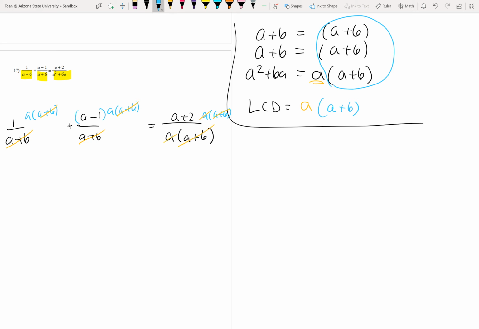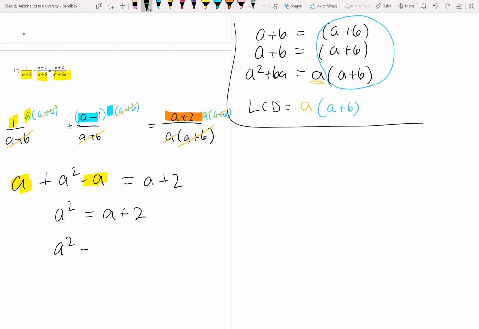So all that's left to do is just multiply the leftovers. So all that's left here is 1 times A, which is just A, plus A minus 1 times A, which is A squared minus A, equals A plus 2 is the only thing that's left over. Notice it's just a regular quadratic, so bring everything onto one side. Well, actually, let's combine like terms first. We got a minus A and a plus A, so those guys are gone. And then I hope it's not hard to see that you subtract the A and subtract the 2 to give you A squared minus A minus 2 equals 0.